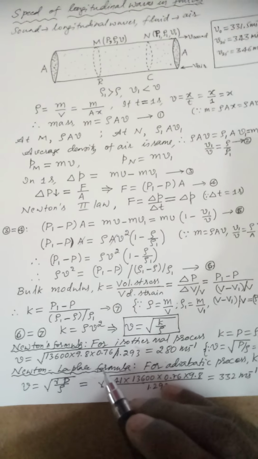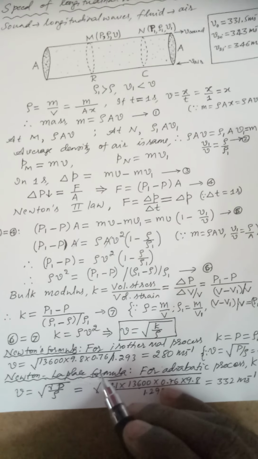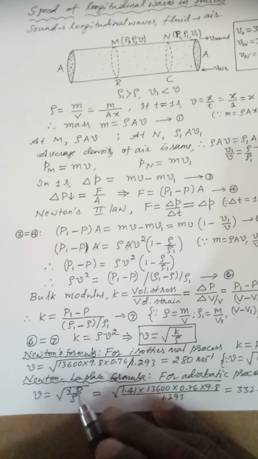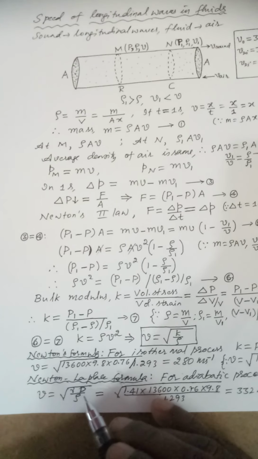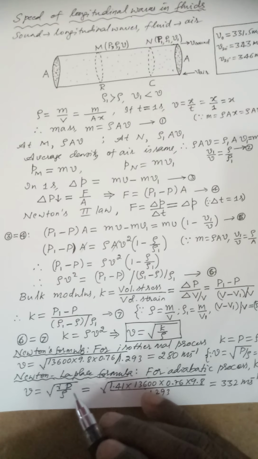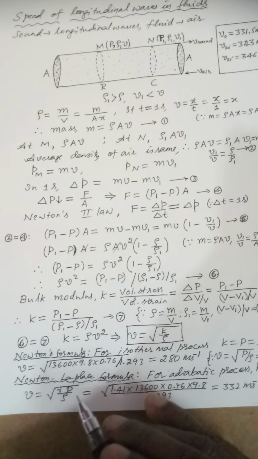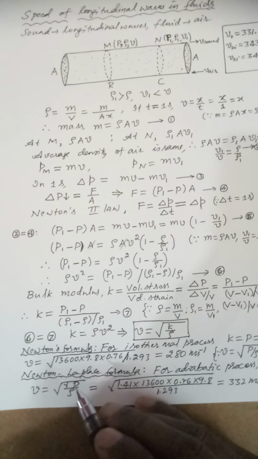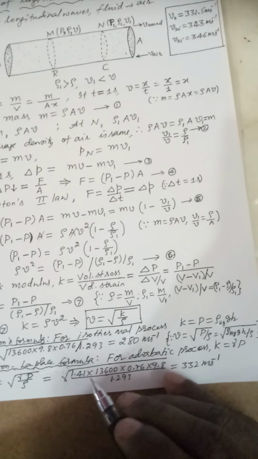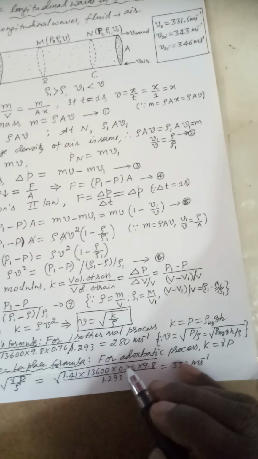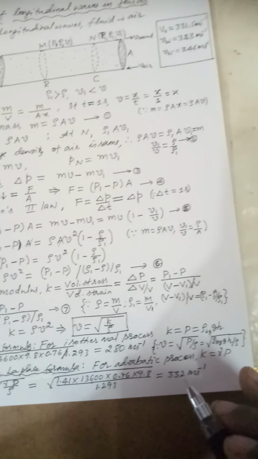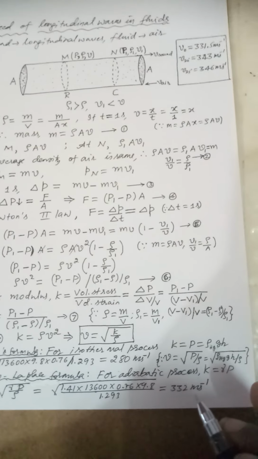Therefore, Laplace gave a correction for this formula, which is popularly known as the Newton-Laplace formula. For an adiabatic process, K is equal to gamma P. Laplace assumed that when sound propagates through an air medium, isothermal condition is not possible, but adiabatic condition is possible. That is, there is no interchange of heat, but temperature does not remain constant. Now, for this case, V is equal to the square root of gamma P by rho, which is the square root of 1.41 into 13,600 into 0.76 into 9.8 divided by 1.293, which is equal to 332 meter per second, which is in excellent agreement with the experimentally observed value.